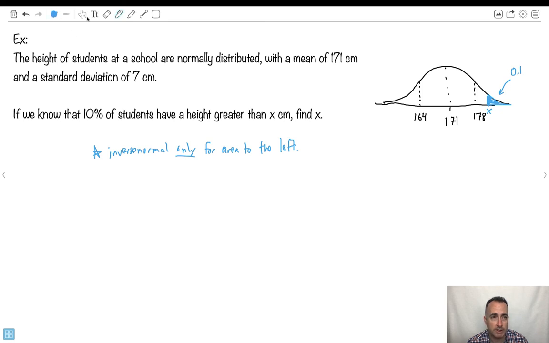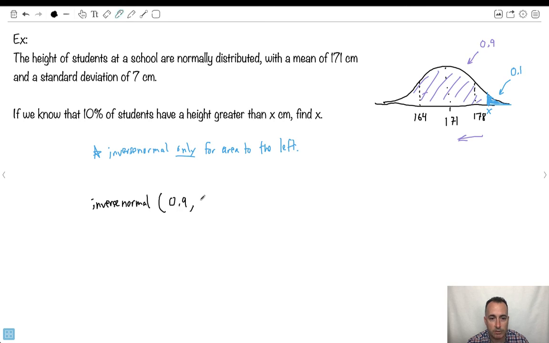So what I'm going to do is say, well, I know that this area right here is 0.1, but that means this area to the left must be 0.9. Does that make sense? 0.9 is to the left of this x value. So that's why I'm going to do inverse normal, and I'm going to give it the area, 0.9.